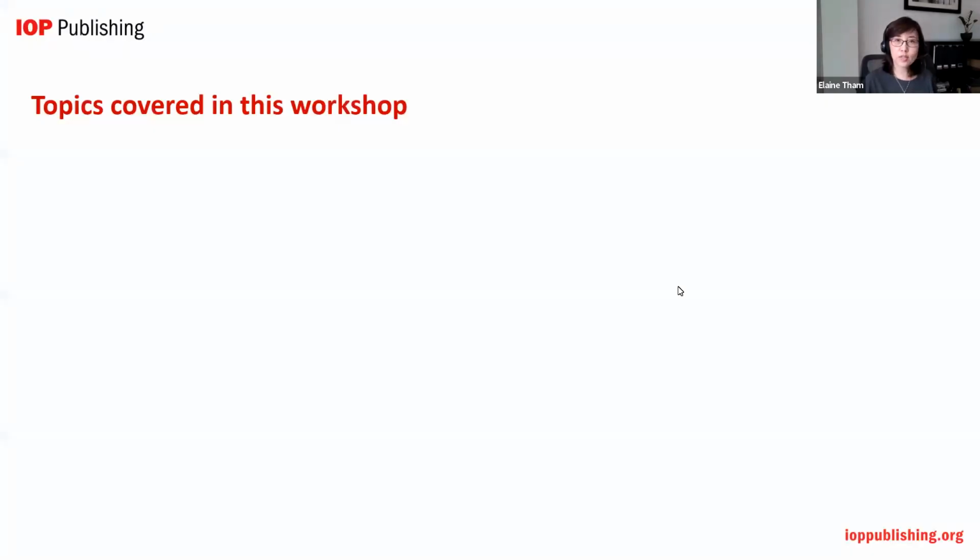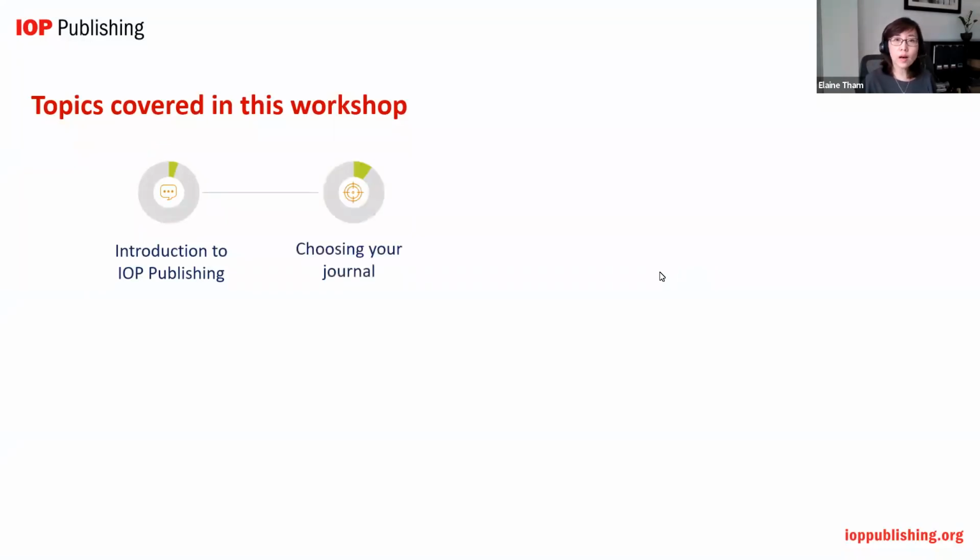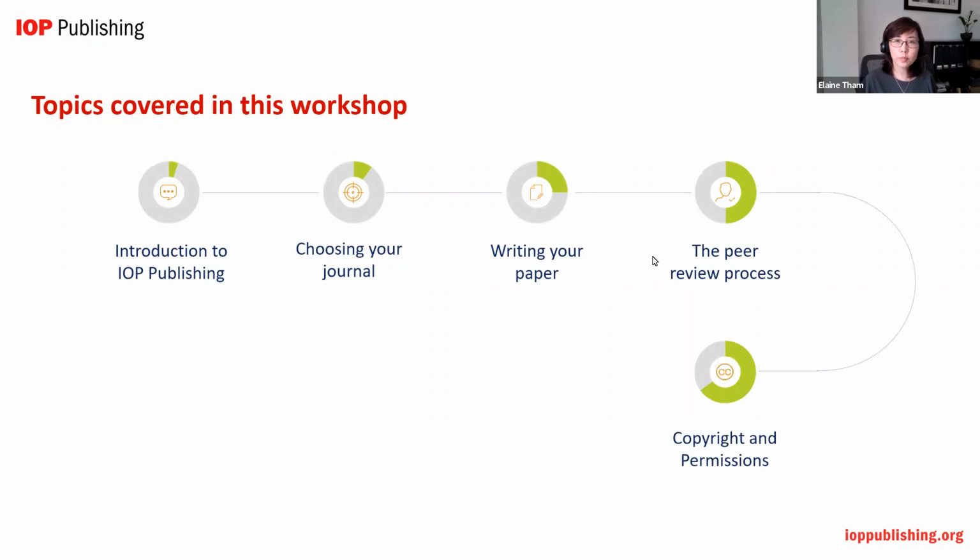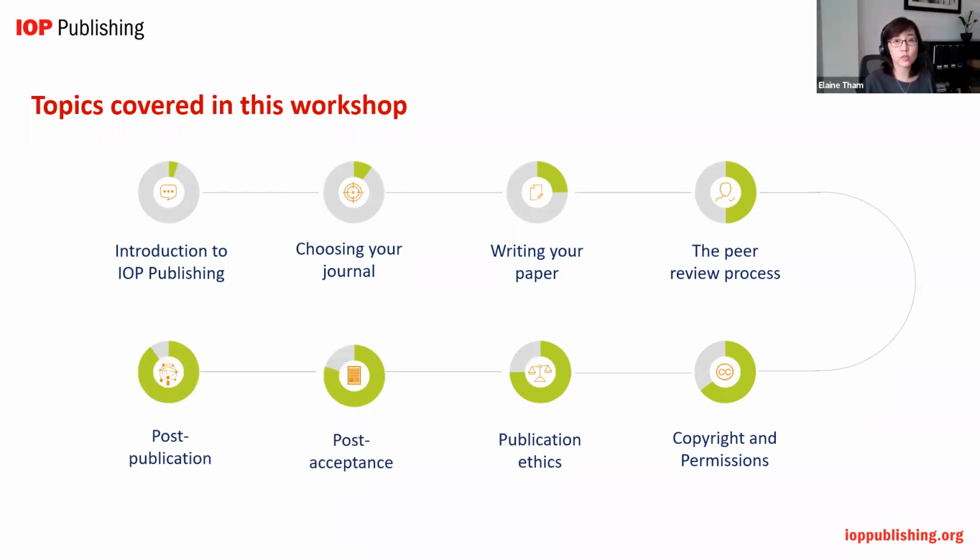So here are the topics I'll be covering today. First, I will give a quick introduction to IOP Publishing and our publishing program. Then I'll talk about how you choose which journal to submit your paper to and what you should consider when you're writing your paper. Then I'll spend some time on the peer review process, followed by copyright and permissions, publication ethics, what happens in the post-acceptance, as well as the post-publication stages of the process.